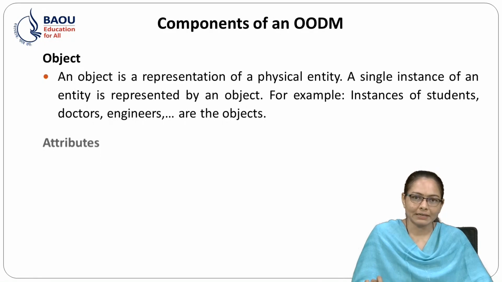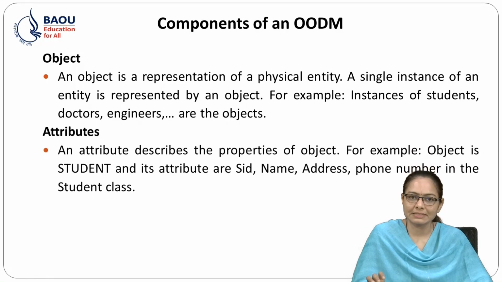Now what are attributes? Attributes describe the properties of the object. For example, if the object is a student, its attributes are SID, name, address, phone number of the student class, which are called attributes. Any entity is described by the attributes. Suppose an employee entity is described by the employee ID, employee name, city, etc.